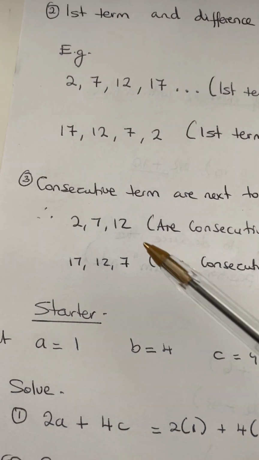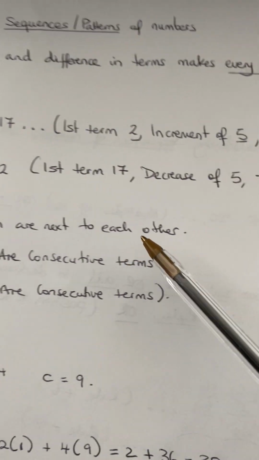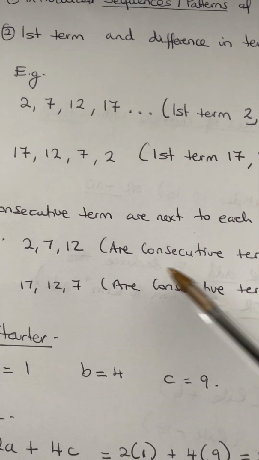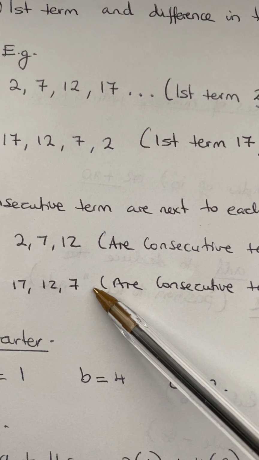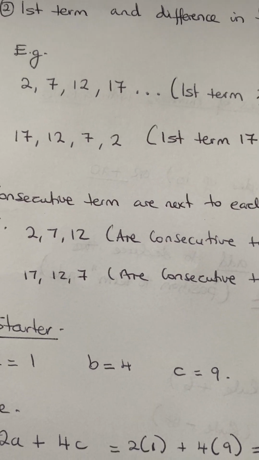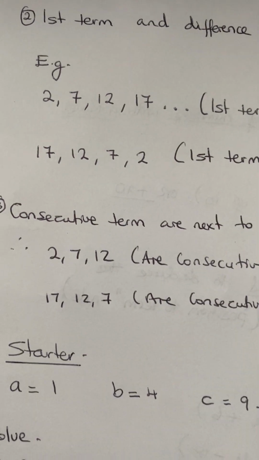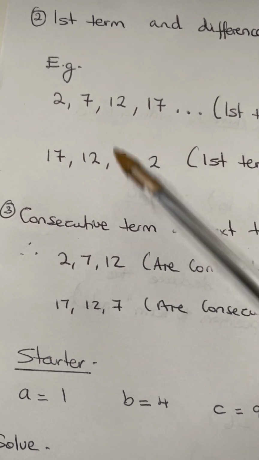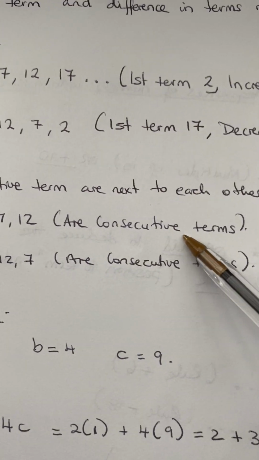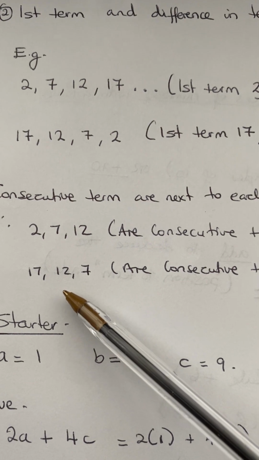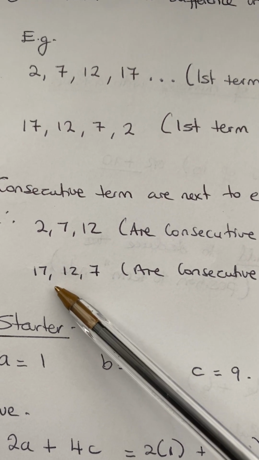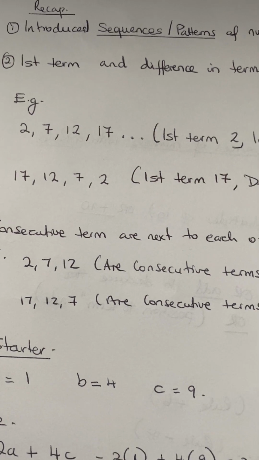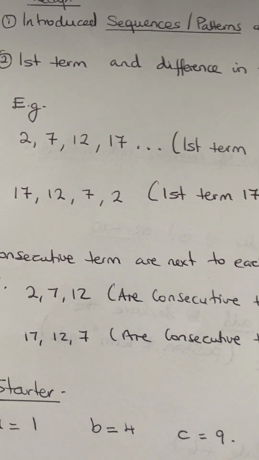Now, consecutive terms are next to each other. So the first 3 terms are consecutive terms. The last 3 terms are consecutive terms. The second, third, fourth terms are consecutive terms. So 2, 7, 12 from this sequence are consecutive terms. This is what we did yesterday, so I'm just recapping. 17, 12, 7 are consecutive terms.